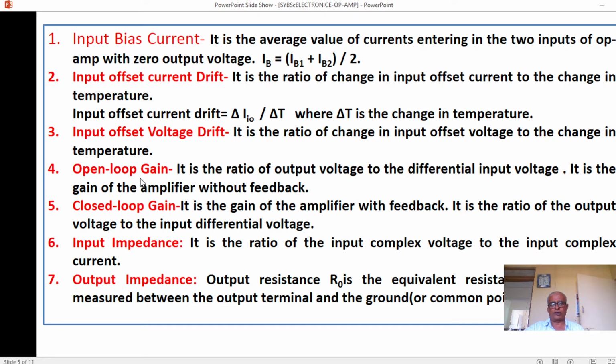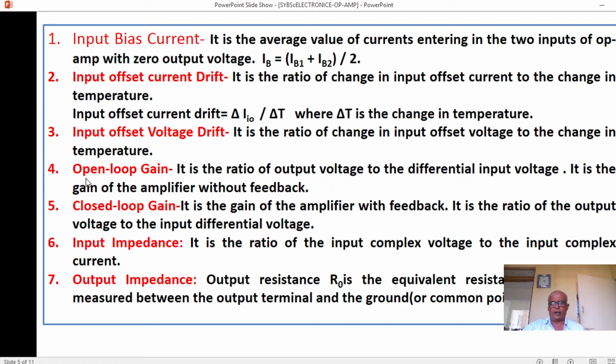Open loop gain is the fourth characteristic of the op-amp. It is the ratio of output voltage to the differential input voltage. Generally, gain is the ratio of output divided by input, so here the output is the output voltage and the input is the differential input voltage. If feedback is not connected, it is called open loop gain. If we connect feedback, the gain is called closed loop gain. So gain with feedback is called closed loop gain, while gain without feedback is called open loop gain.